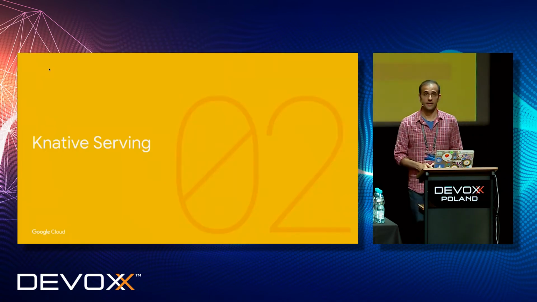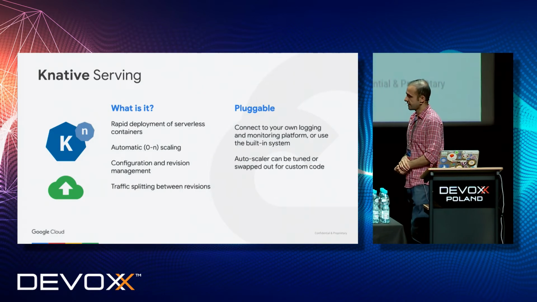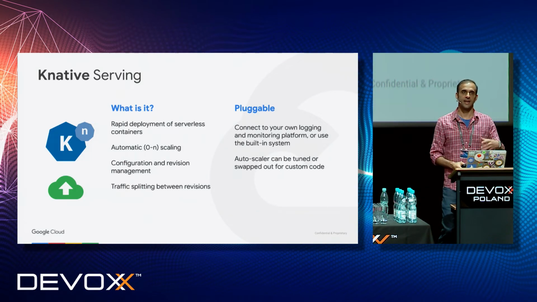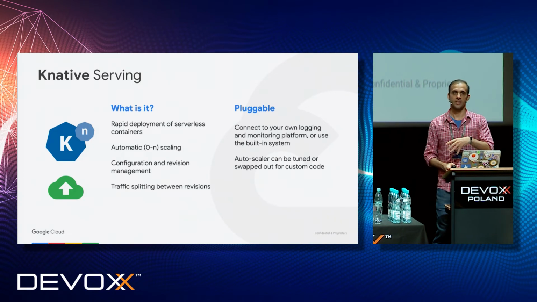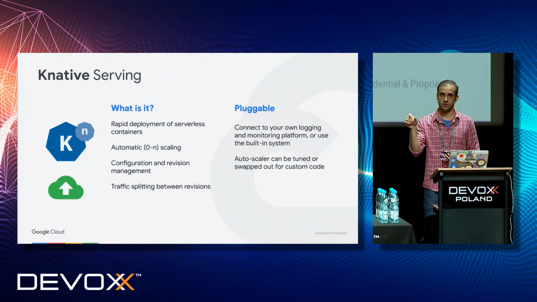Now, let's first talk about Knative serving, the first part of Knative. What is Knative serving? The way I describe Knative serving is that it enables you to deploy a container in a serverless way. What I mean by that is you create what's called a Knative service. You point to your container image in a public repository, and you tell Knative, just create this for me.